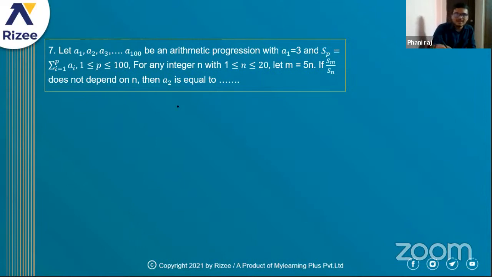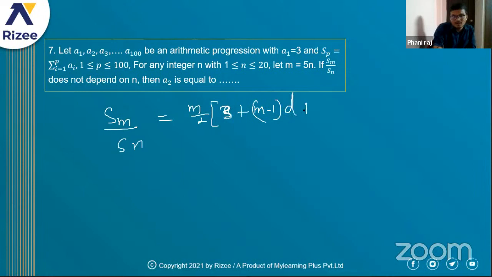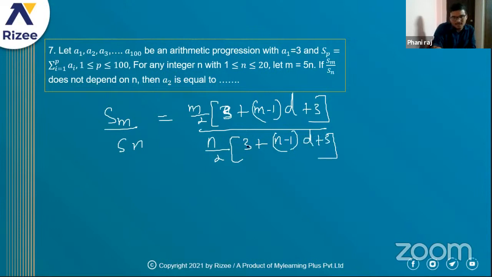So what you're given is M equal to phi n, and you're also given that Sm by Sn doesn't depend on n. Now what is Sm? M equal to phi n means what? M by 2 into A, where A is 3 plus M minus 1 into D plus 3, last term plus first term. Similarly N by 2, 3 plus N minus 1 into D plus 3.